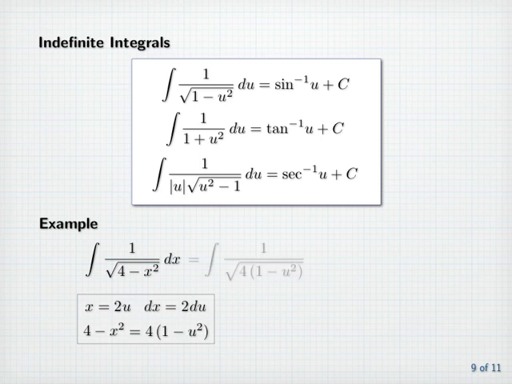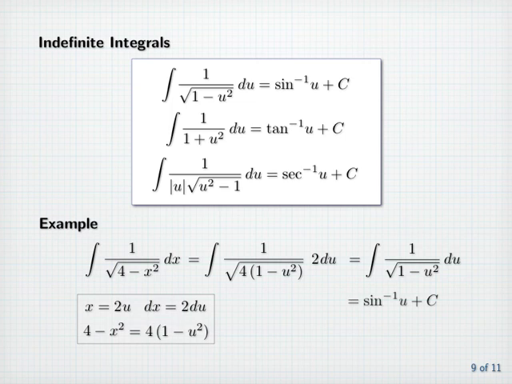So we make the substitution, and we get the integral of 1 over the square root of 4 times 1 minus u squared times 2 du. So we have a 2 in the numerator and a 2 in the denominator, which we can cancel out, leaving 1 over the square root of 1 minus u squared du. This is inverse sine of u plus c. And now we replace u with x divided by 2.